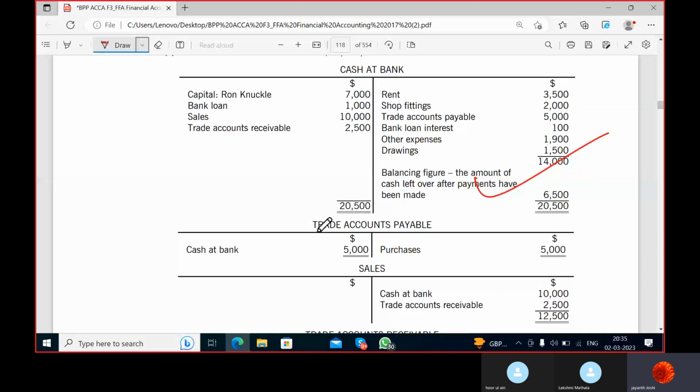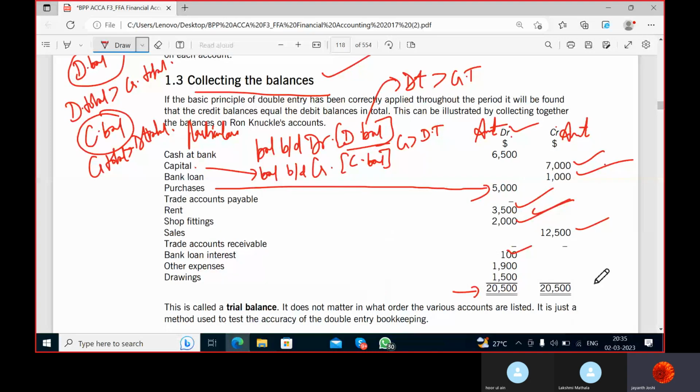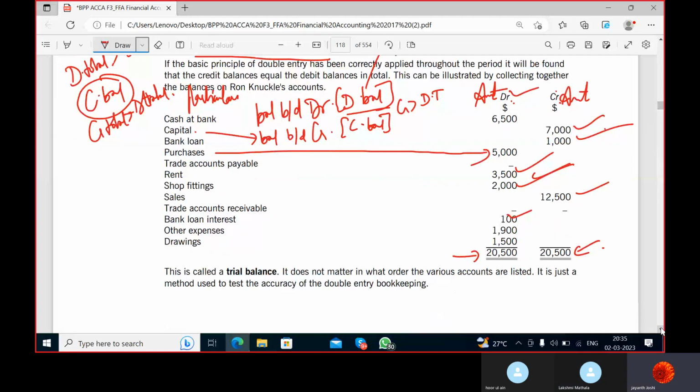And what we see is the debit total is 20,500 and the credit total is 20,500, which shows that the trial balance is tallied and there is no mistake in the ledger accounts you have prepared. If, for any reason, the debit total does not match the credit total in the trial balance, then there is an error in the ledger account. Shall we move forward? Yes, sir.